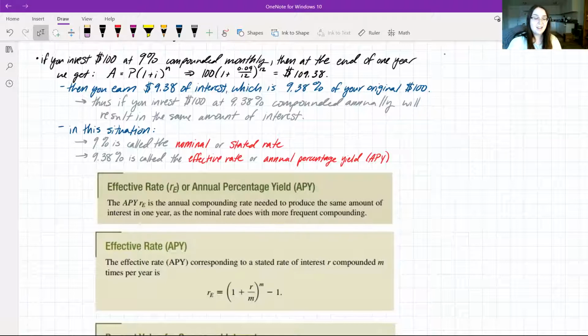All this is to say that in a situation like this, your 9% would be your nominal or stated rate. That would be the original rate that we gave in the original example. 9.38% would be called the effective rate or the annual percentage yield, the APY. It's your effective rate because if we compound multiple times a year, then when we find this value, we ask how much this would really be if we just compounded annually. So that would be your effective rate.